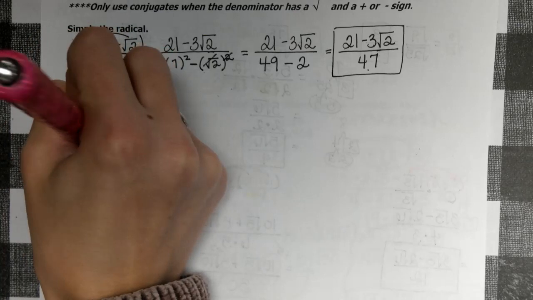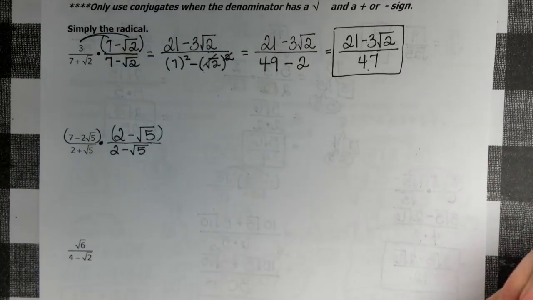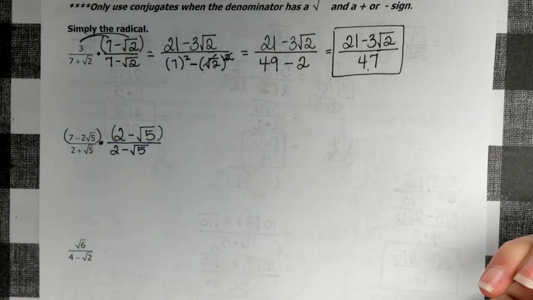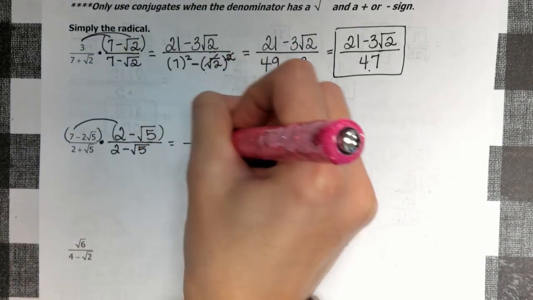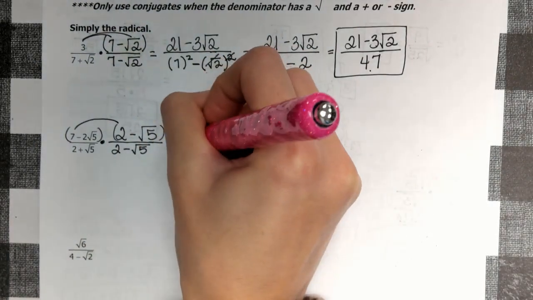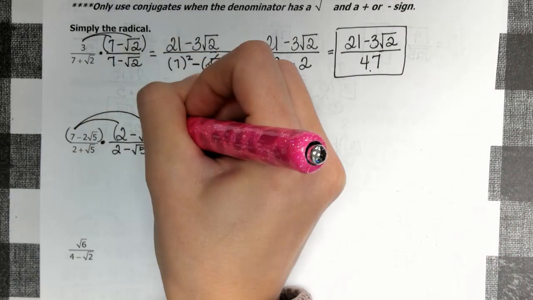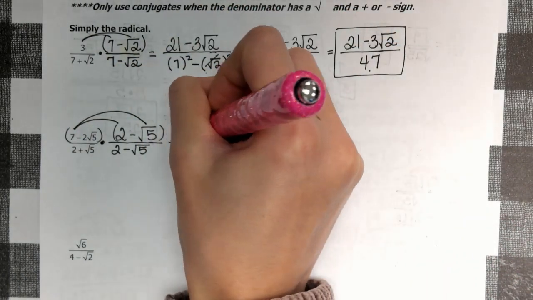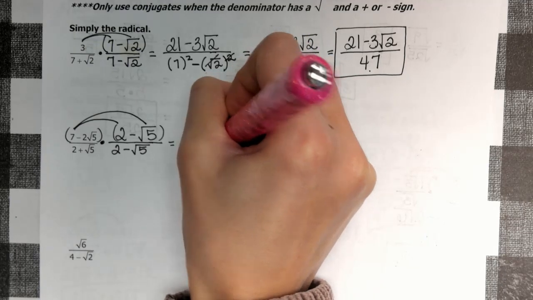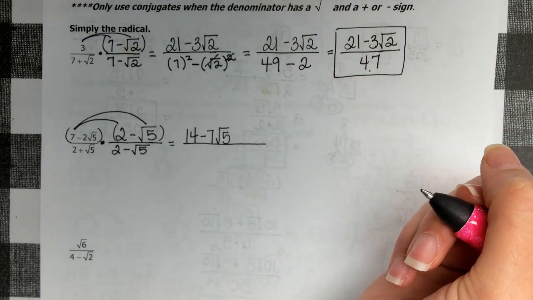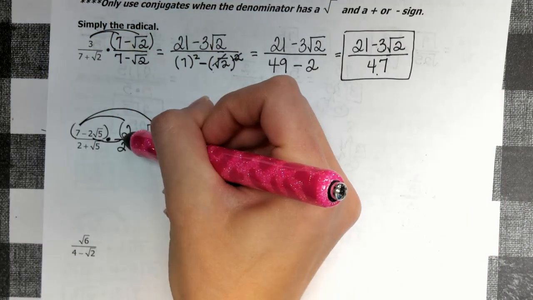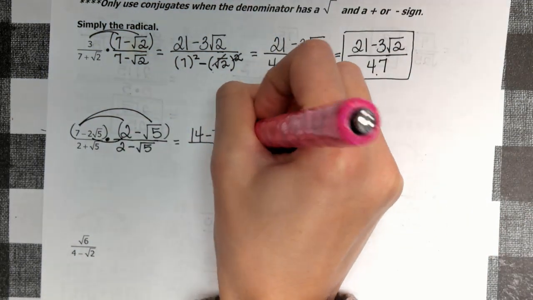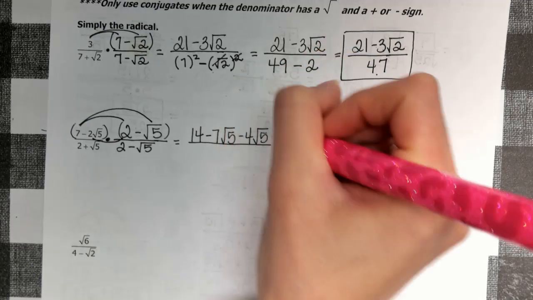Alright, now my numerator, I have 2 terms in both. Anytime you have 2 terms that you're multiplying, you're going to FOIL. So 7 times 2 gives me 14. 7 times negative square root of 5 is a negative 7 square root of 5. Negative 2 square root of 5 times 2 is a negative 4 square root of 5.